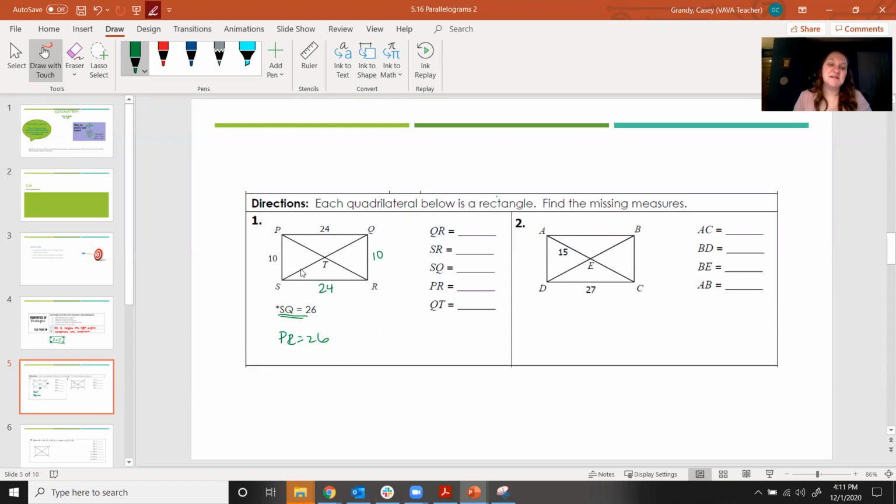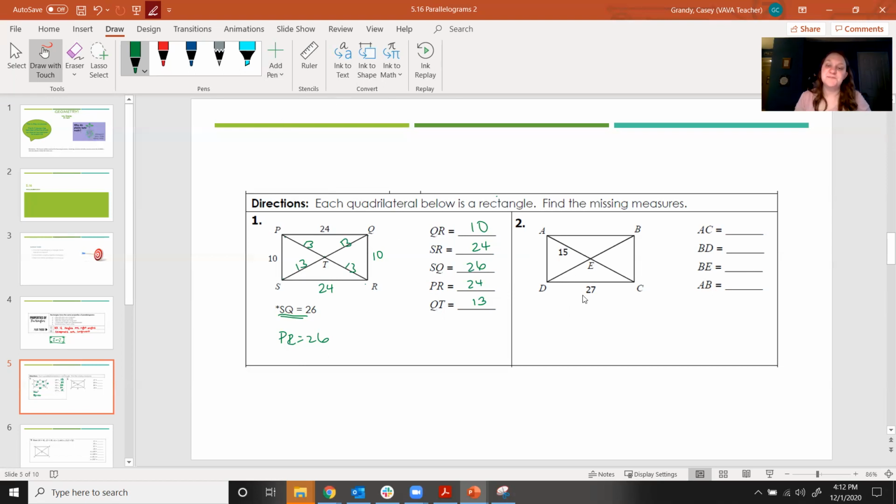And diagonals bisect each other. So if SQ is 26, then ST has to be 13 and TQ has to be 13. And if PR is 26, then PT is 13 and TR is 13. Now I have everything I need to fill these in. QR is 10, SR is 24, SQ is 26, you told us that. PR is 24 and QT is 13.